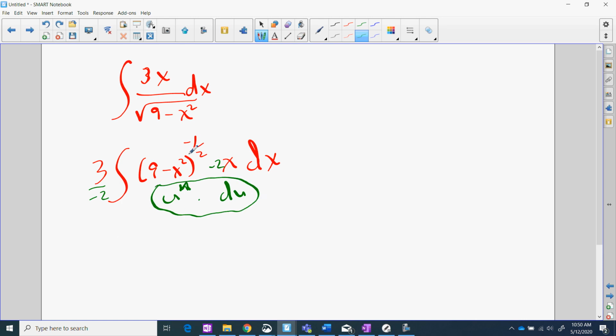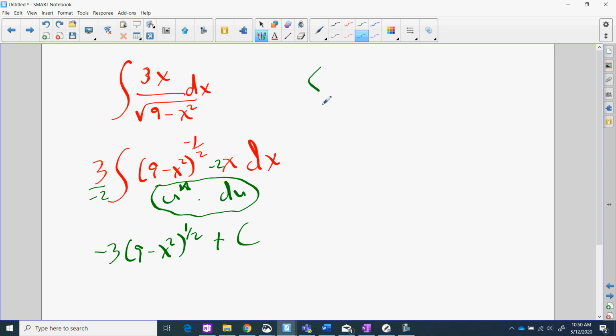So to do that, you add 1 to the exponent, which would take you to a half. Divide by that new exponent, which means multiply by 2. So this is going to become basically just -3, 9 minus x squared to the 1/2 plus c.